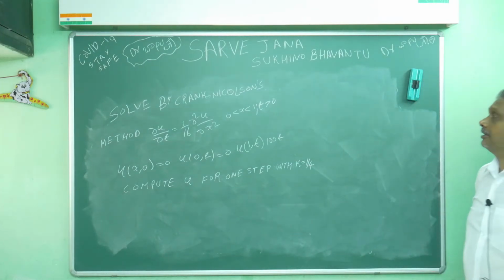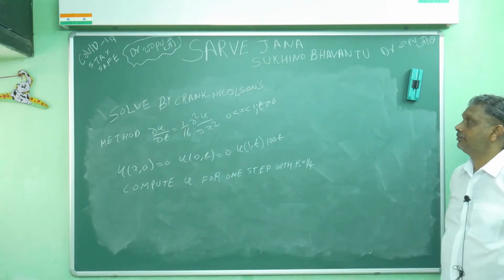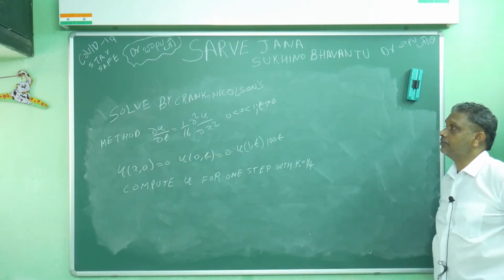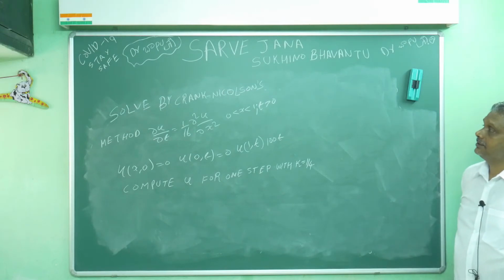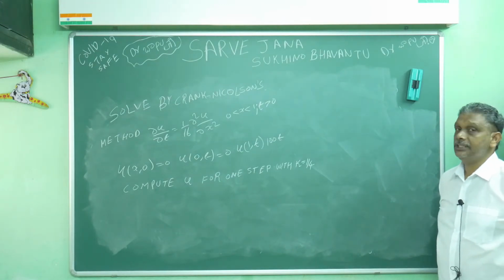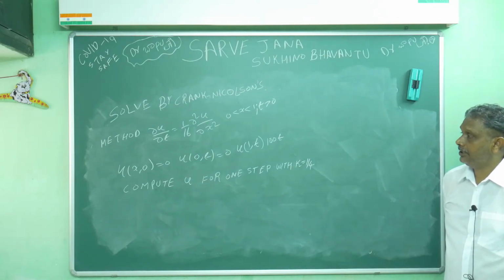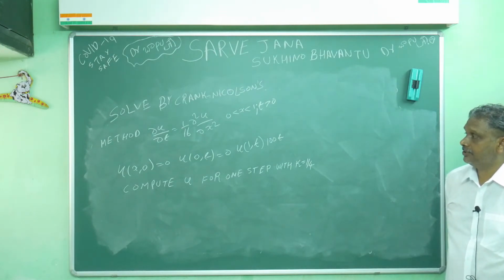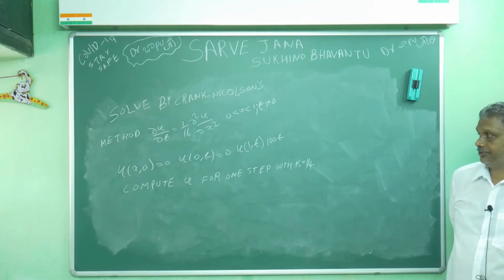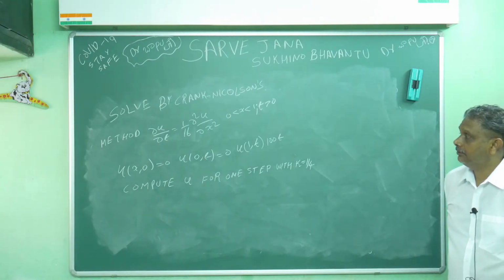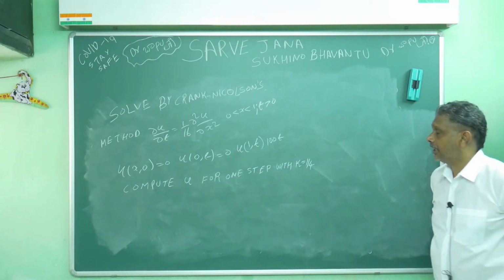See this problem. Solve by Crank-Nicolson method. ∂u/∂t = (1/16) ∂²u/∂x², where x is running from 0 to 1 and t is greater than 0. T limit is not given, you can take anywhere. But boundary conditions are given: u(x,0) = 0, u(0,t) = 0, then u(1,t) = 100t.